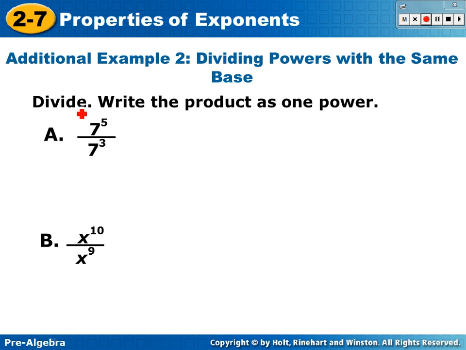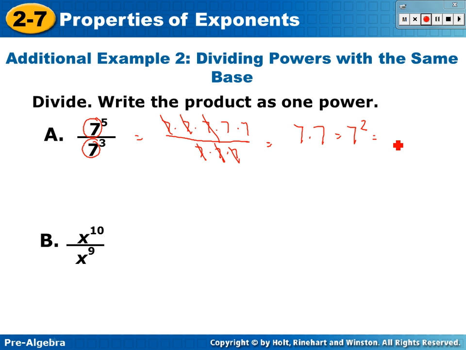Divide, write the product as 1 power. So the first thing I notice is the bases are the same, which is great. Now I can write it out in long form, so this really means 7 times 7 times 7 times 7 times 7 divided by 7 times 7 times 7. Again, 7 divided by 7 cancels out, 7 divided by 7 cancels out, 7 divided by 7 cancels out, so I'm left with 7 times 7, which is equal to 7 squared. If they ask you to evaluate that, then we know that would equal 49.